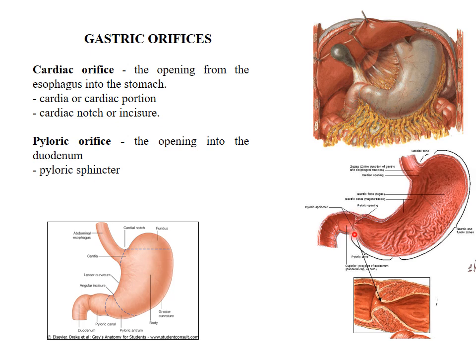The second orifice is the pyloric orifice. This orifice connects the stomach and duodenum. This is the opening from the stomach into the duodenum. And this orifice is surrounded by the muscular fibers which form the pyloric sphincter. This muscle closes the pyloric orifice during digestion.